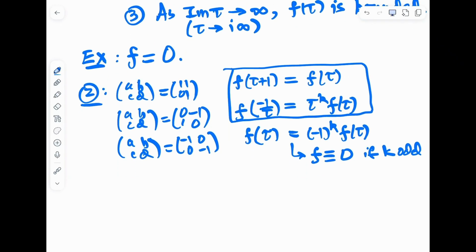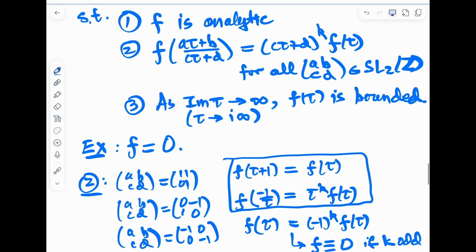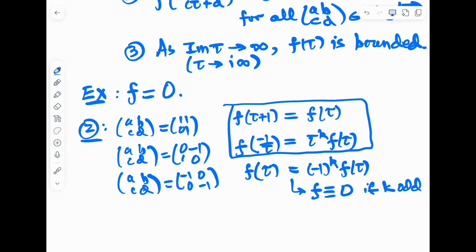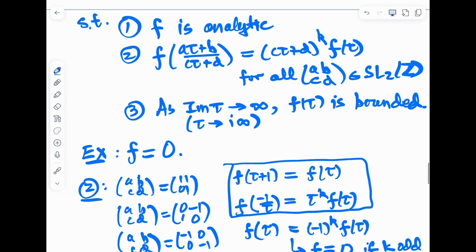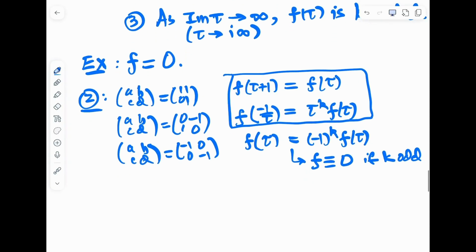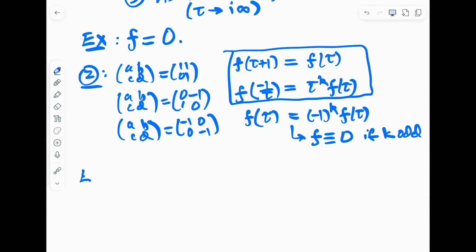Anyway, it turns out that this second condition, if it's true for a matrix (A, B, C, D), and for another matrix (A prime, B prime, C prime, D prime), is also true for their product. And it turns out that the first two matrices I wrote in the example, (1, 1, 0, 1) and (0, minus 1, 1, 0), actually generate all of SL2Z. So these two equations I put in the box, if they're true, then you get condition 2 for all matrices in SL2Z. So condition 2 really reduces to these two properties in the box. Anyway, let me give you a more interesting example here.